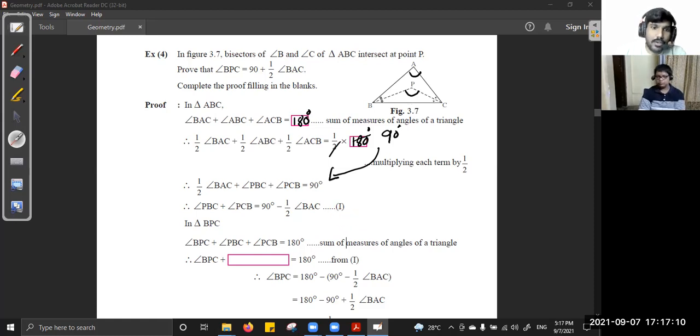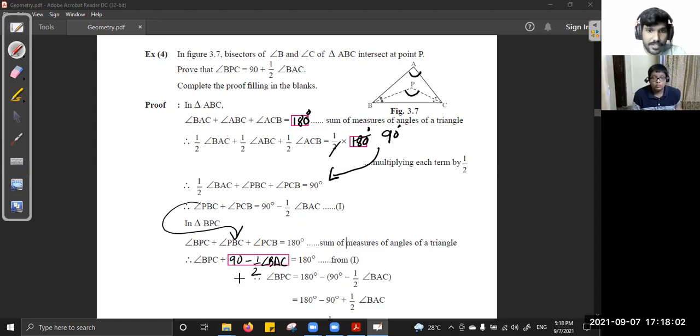Did you understand? Yes, sir. That is equation one. Now look at the triangle below, the smaller one, BPC. In this triangle, again, you use the angle sum property. Angle BPC plus PBC, this inner one, plus PCB, this one, is equal to 180 degrees. Got it? Now here, PBC plus PCB, you substitute by equation 1. So here you write 90 minus half of angle BAC, substituted here, equal to 180 degrees. Got it?